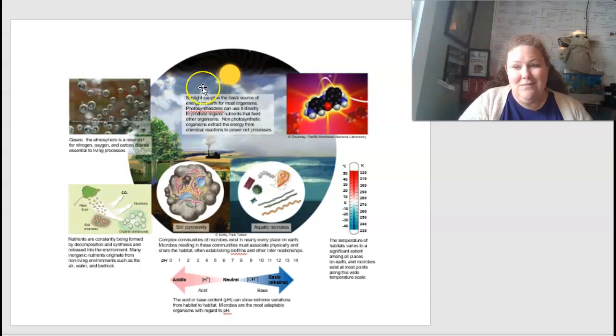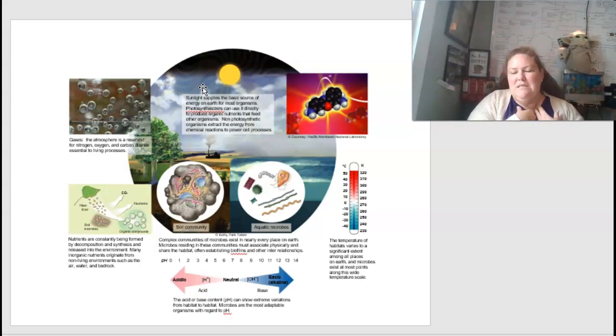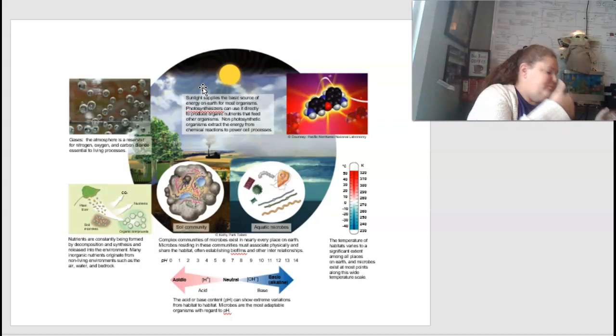We also have our sunlight, which we know we need to have to live. And this is the main source of energy for most organisms on Earth. Even though we personally don't photosynthesize, we get our food from plants and animals that eat plants.